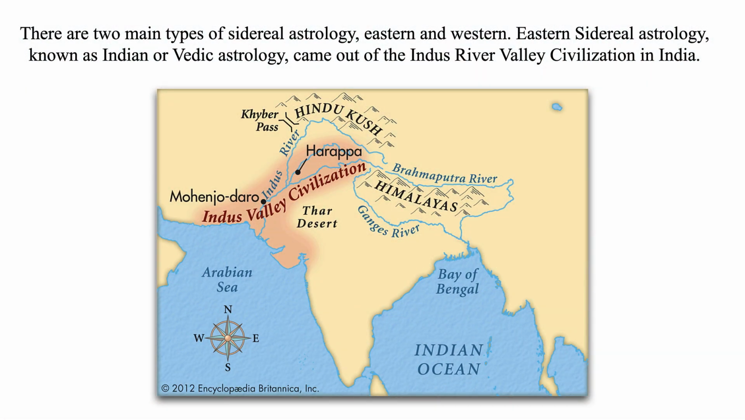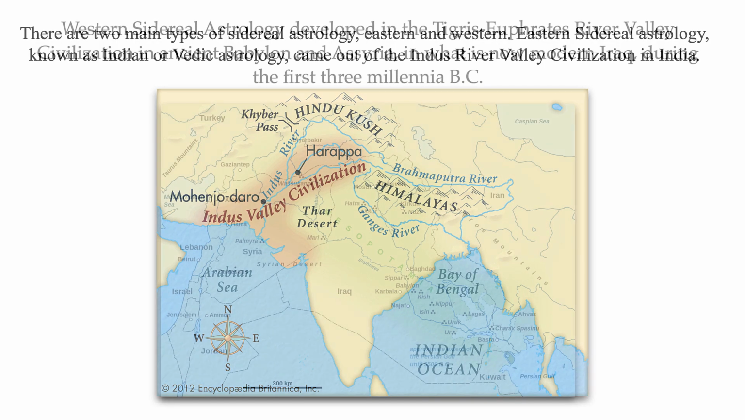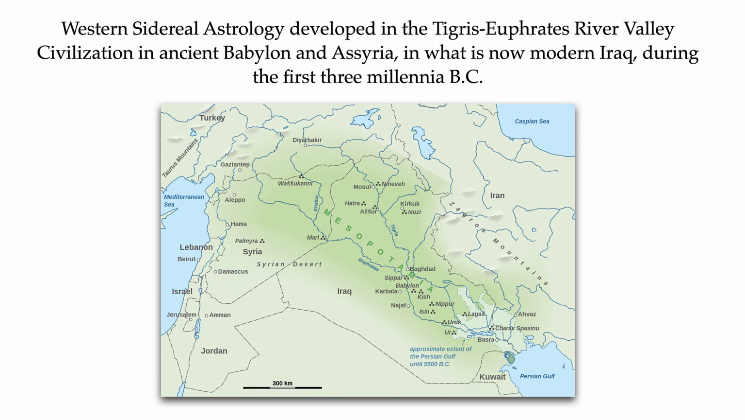There are two main types of sidereal astrology, Eastern and Western. Eastern sidereal astrology, known as Indian or Vedic astrology, came out of the Indus River Valley civilization in India. Western sidereal astrology developed in the Tigris-Euphrates River Valley civilization in what is modern Iraq, in particular in the city-states of Sumer, Uruk, Babylon, and Nineveh, which are near modern Mosul, Baghdad, and Basra.